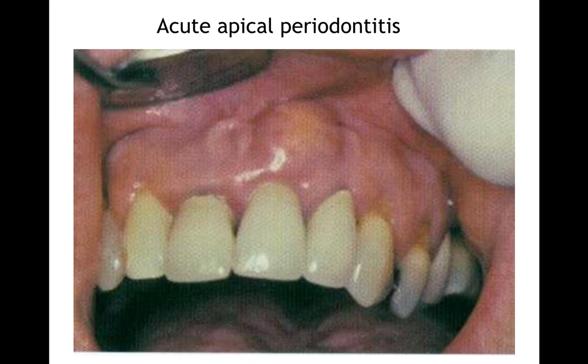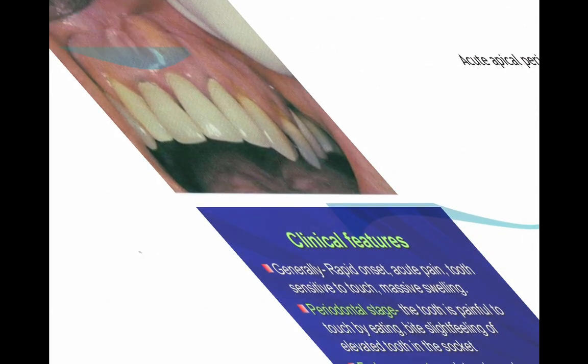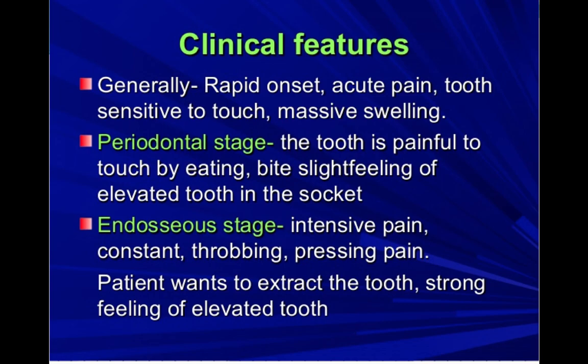Acute apical periodontitis. Clinical features. Generally rapid onset, acute pain, tooth sensitive to touch, massive swelling. Periodontal stage. The tooth is painful to touch, eating, and biting, with a feeling of an elevated tooth in the socket. Endosseous stage. Intensive pain, constant throbbing, pressing pain. Patient wants to extract the tooth.